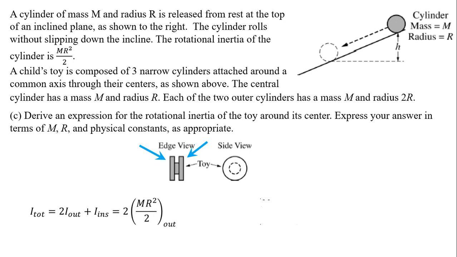So I equals 2 mr squared over 2, that's the outside one, right? And plus mr squared over 2, that's the inside one. Okay, so now I'm just going to distribute the 2 right here. I'm going to distribute this 2, and basically the 2 gets in there, and it goes into 2r squared over 2.